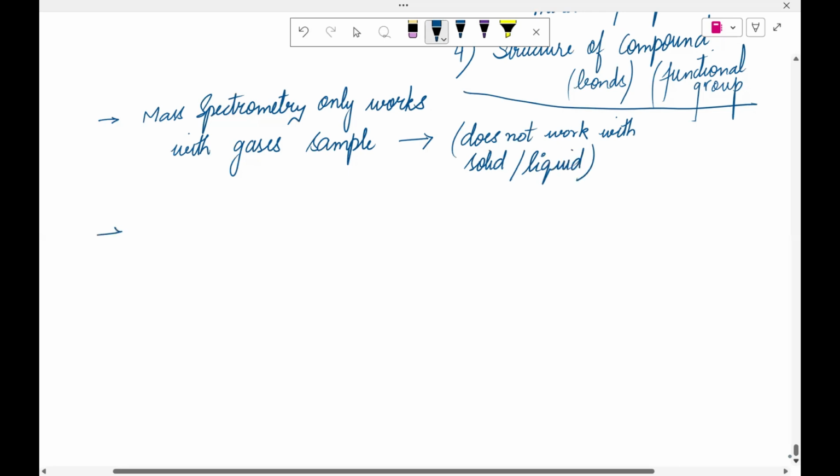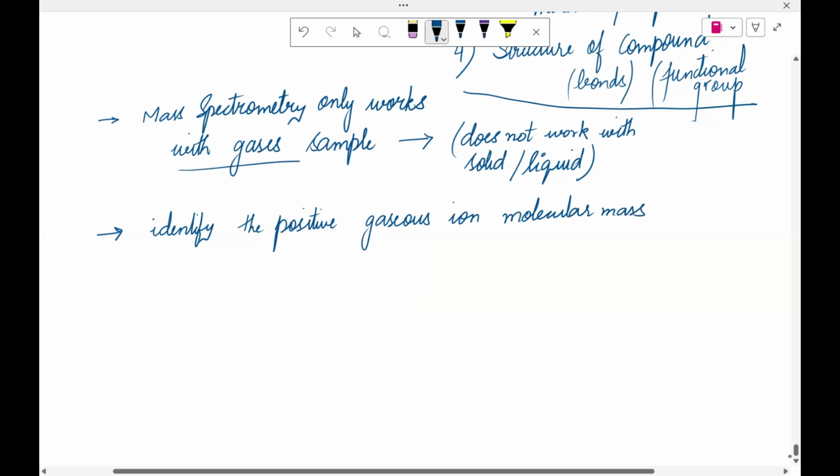Okay. And then it works to identify the positive gaseous ion molecular mass. So the important thing is that first, it only works with gaseous samples, and it is basically used to find out the positive gaseous ion molecular mass. Okay.